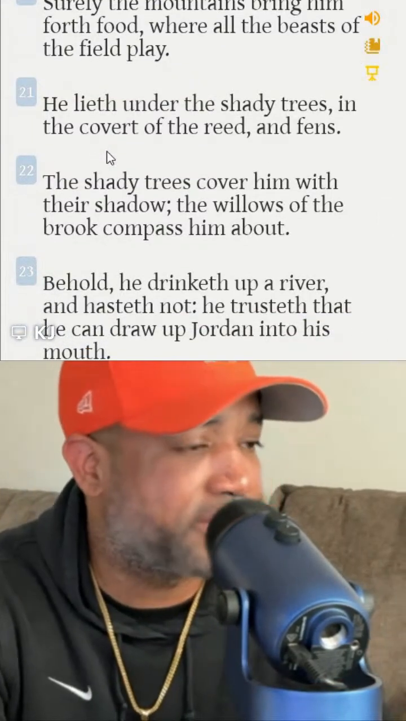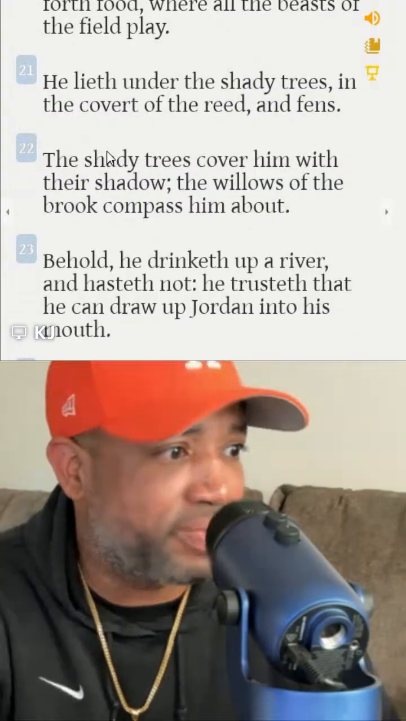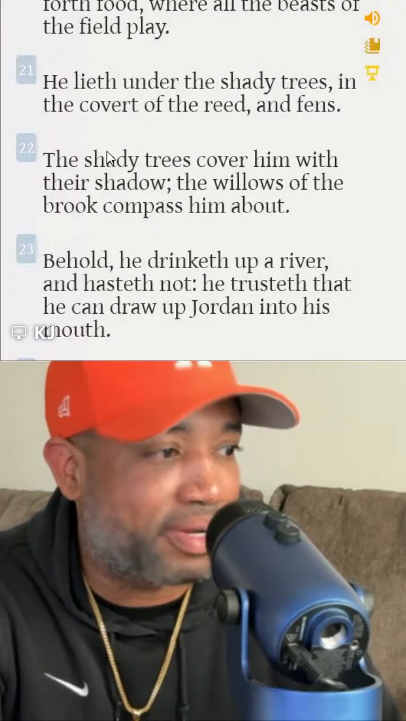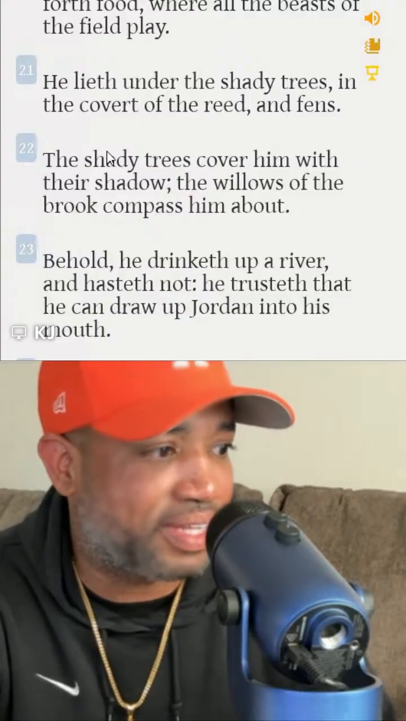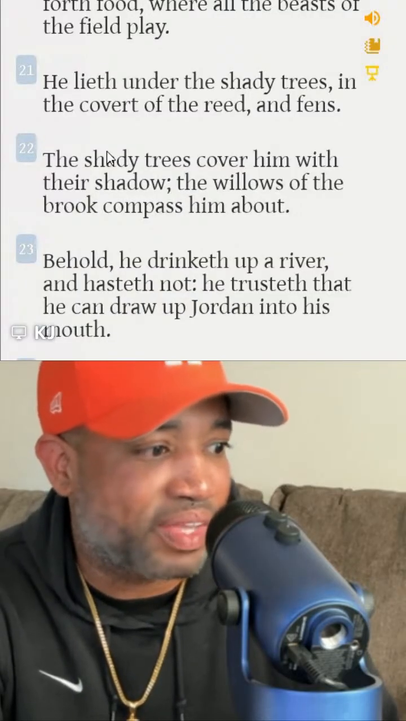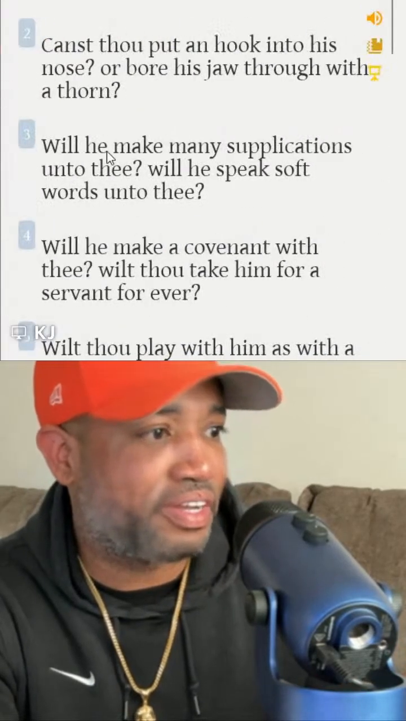He lieth under the shady trees, in the covert of the reed and fens. The shady trees cover him with their shadow, the willows of the brook compass him about. Behold, he drinketh up a river and hasteth not, he trusteth that he can draw up Jordan into his mouth. He taketh it with his eyes, his nose pierceth through snares.